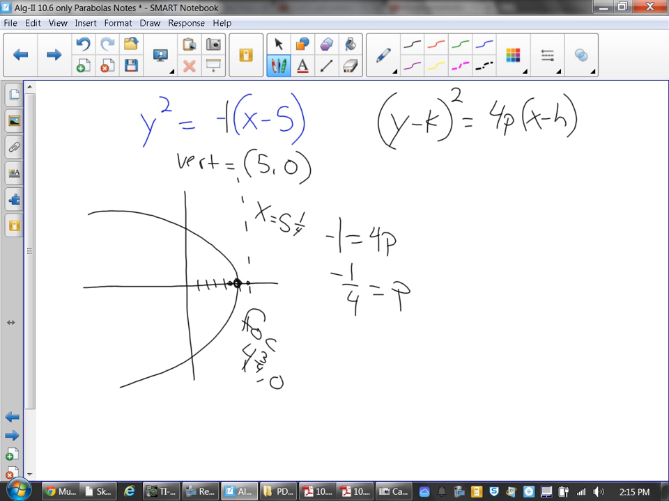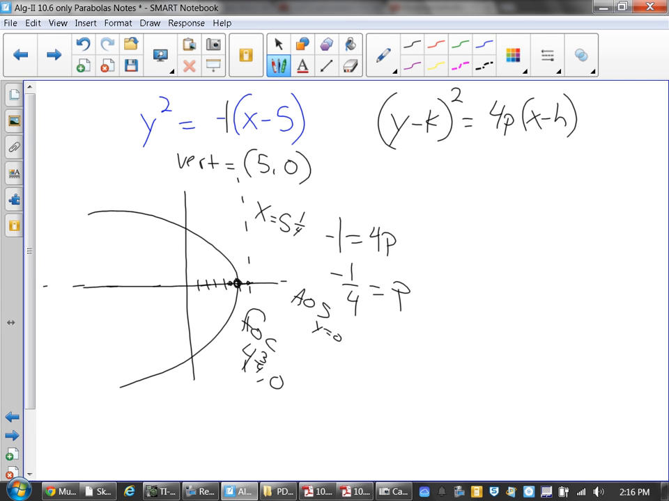Where's the axis of symmetry? 0. What's the equation for it? y equals 0. Good. I was going to say, you can't have decimals. I don't want decimals. Okay, so now I've got my focus, my directrix, my axis of symmetry, and everything's all good.